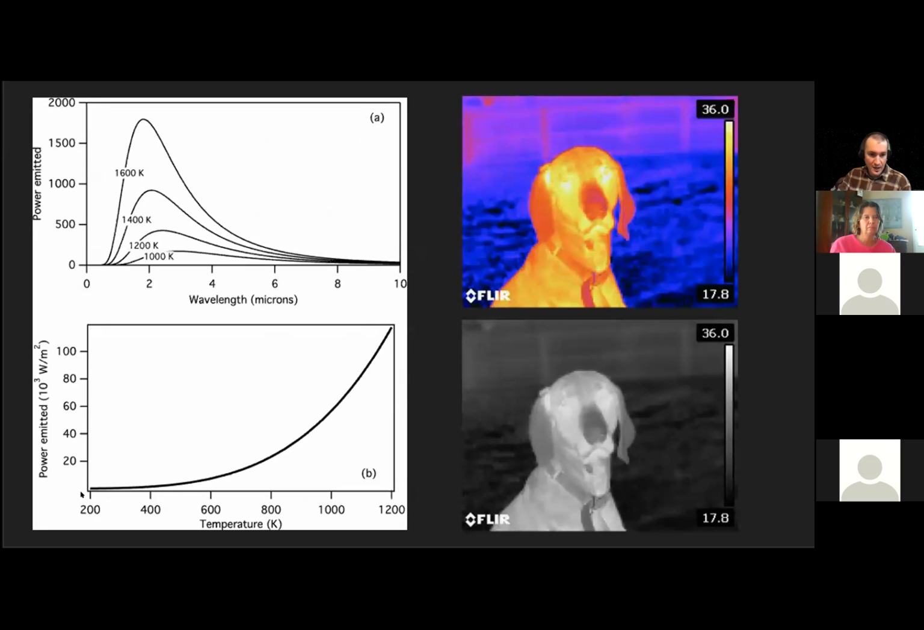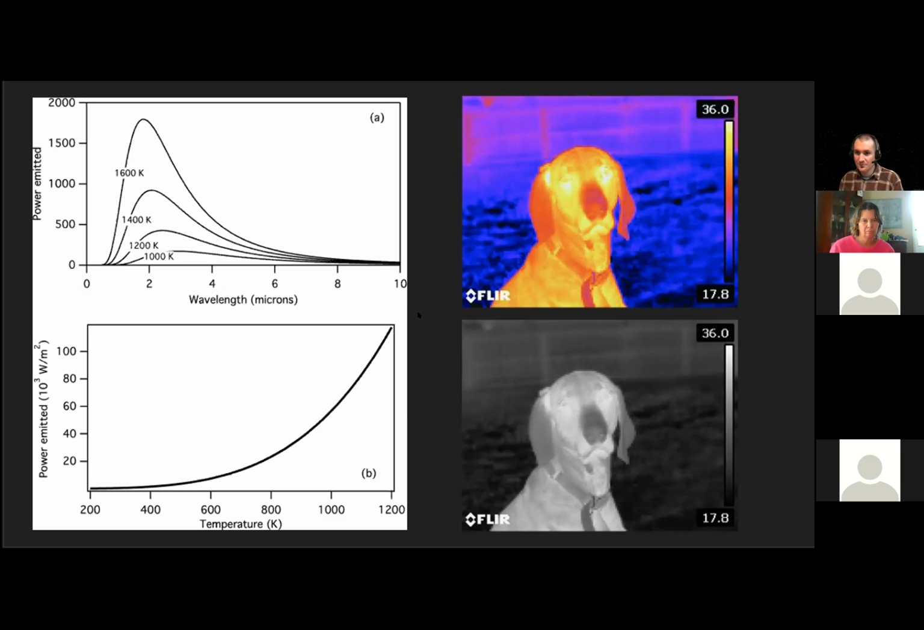The temperature of an object is being expressed here in Kelvin, which is essentially Celsius, but you add 273 to the Celsius value so that we can remove the negative part of the Celsius scale. That's essentially all that Kelvin is: the Celsius scale with no negative values. But as temperature increases, the power that that object emits increases a lot, is the takeaway message of this left-hand figure.